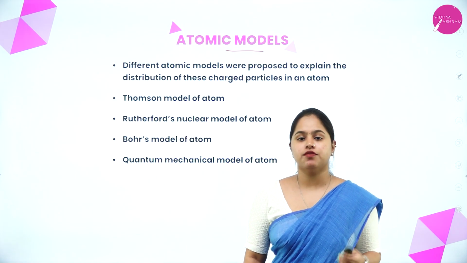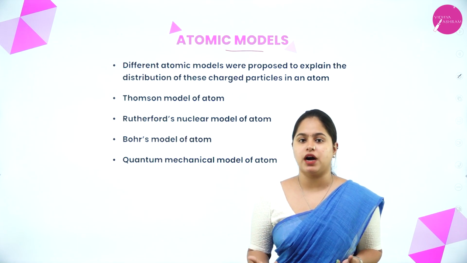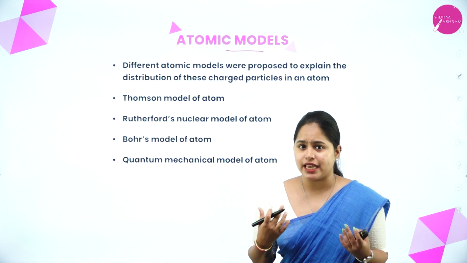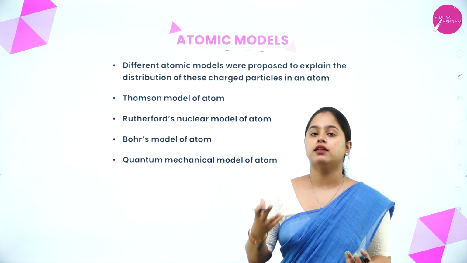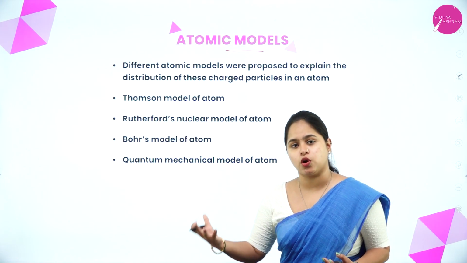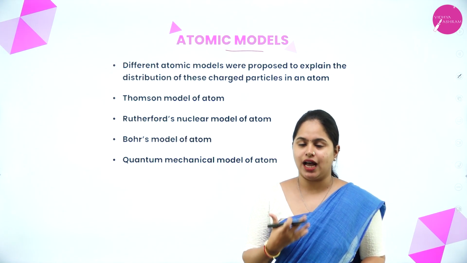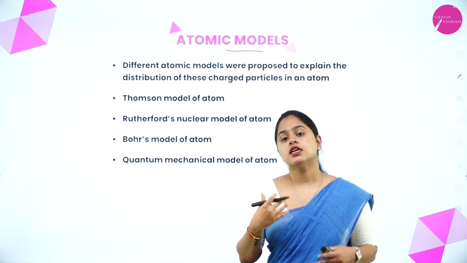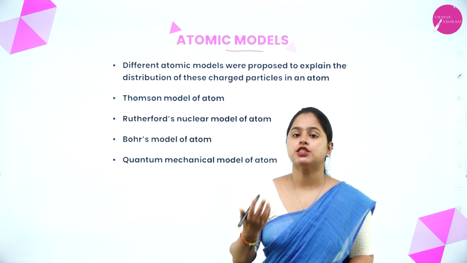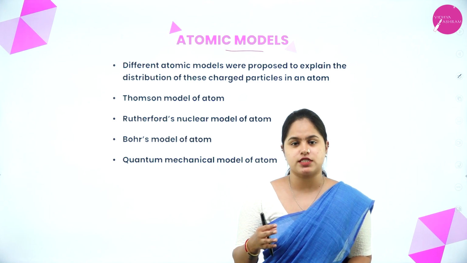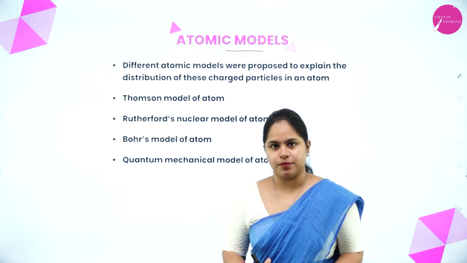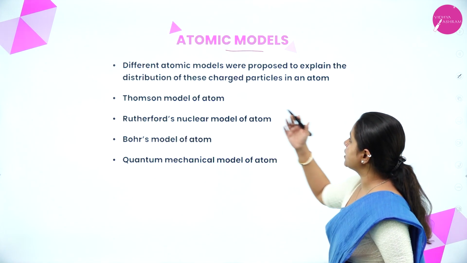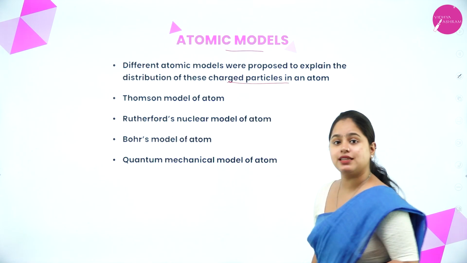So in the last session we discussed how the subatomic particles were discovered, right? The electrons, protons and neutrons. But we did not get any idea regarding how the electrons, protons and neutrons are distributed inside the atom. Like, where exactly are the electrons, protons and neutrons present inside the atom? So different scientists proposed different atomic models to understand the distribution of the subatomic particles inside the atom. We will be studying in this chapter different atomic models that were proposed to explain the distribution of these charged particles in an atom.